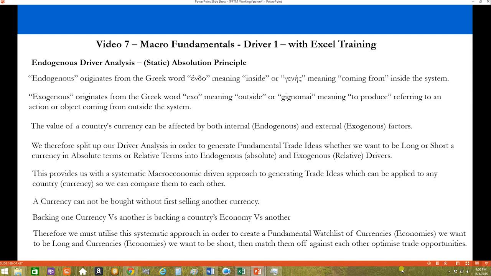And we've mentioned this a few times so far, but a currency basically cannot be bought without first selling another currency. So basically, backing a currency itself versus another is exactly the same as backing a country's economy versus another. So what we have to do is utilize this systematic approach to create a fundamental watch list of currencies that we want to be long and currencies that we want to be short. And then we basically match them off against each other in order to optimize our trade ideas.